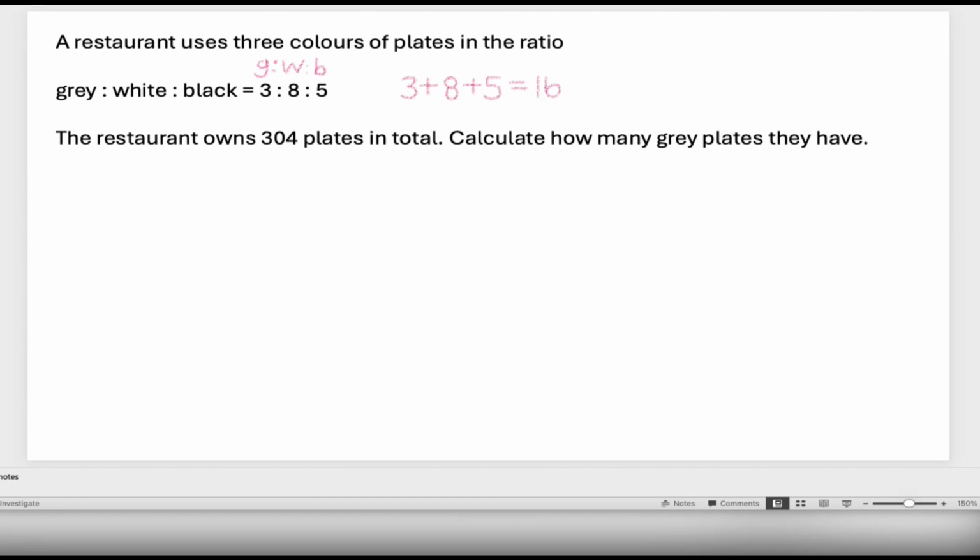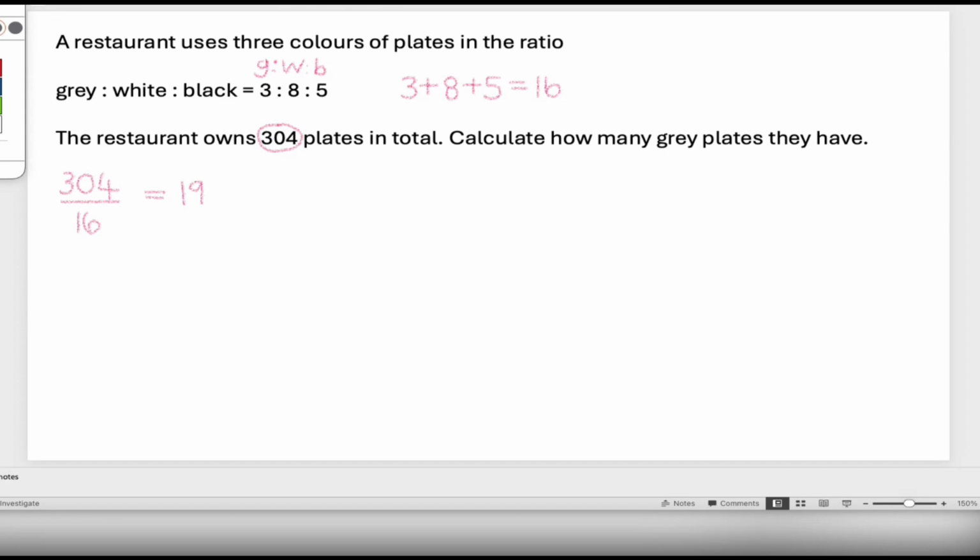Now we know that the restaurant has 304 plates in total. So what we want to do now is we want to work out the value of one part. So this is quite easy to do. You divide the total number of plates, which is 304, by the total parts. So what is 304 divided by 16? You can use the long division method to solve this. You will get an answer of 19.